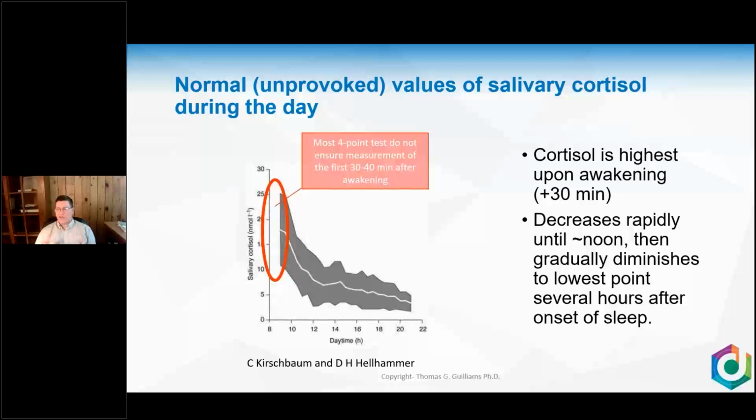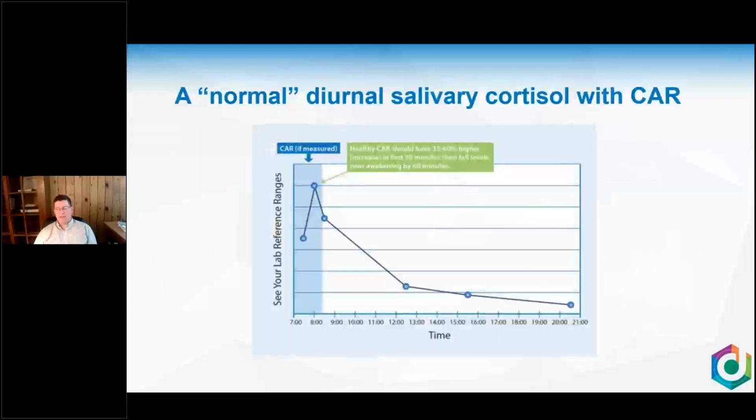Anyway, what happened was they were missing this very early difference, and so you would just get one time point somewhere, hopefully around the peak in the morning. But like I said, if you're not doing it in a very diligent way to capture that peak, you're going to miss that.